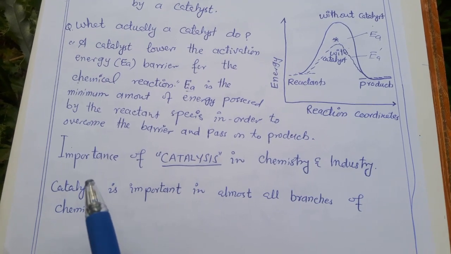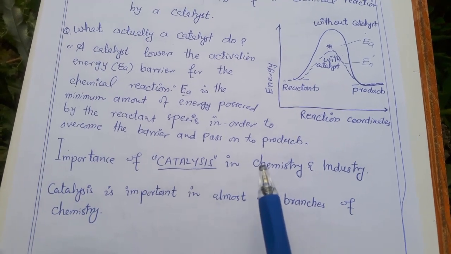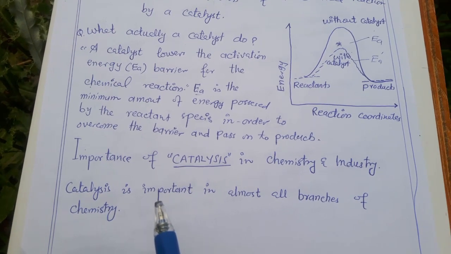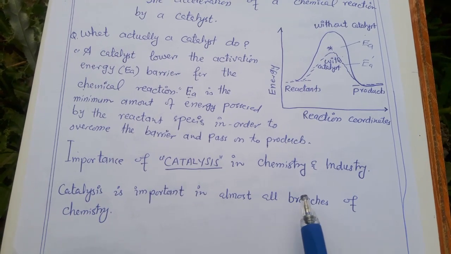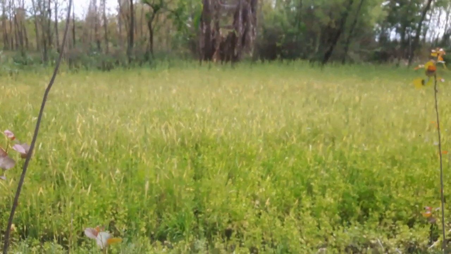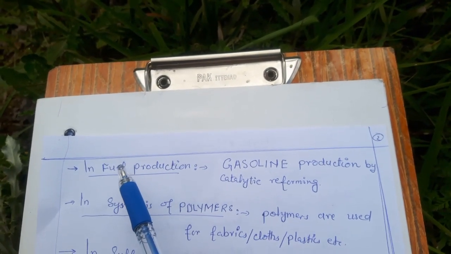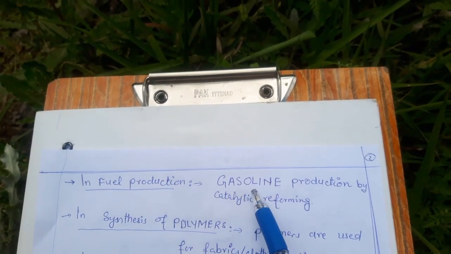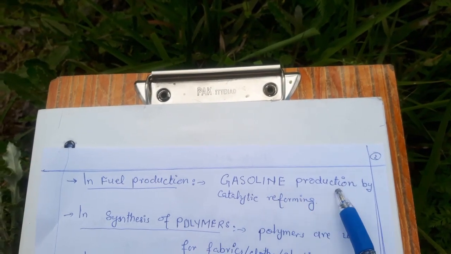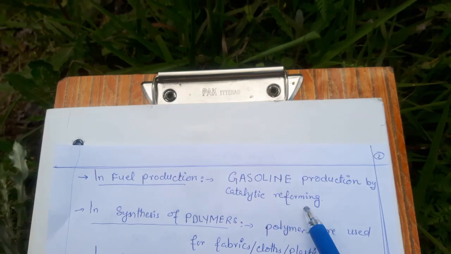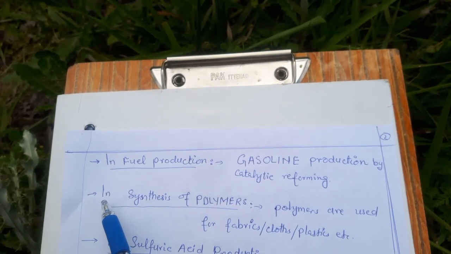Now going toward the importance of catalysis in chemistry and industry. Catalysis is important in almost all branches of chemistry. For example, in fuel production, catalysis plays its role in gasoline production by catalytic reforming. We are going to cover reforming in the later part of this lecture.